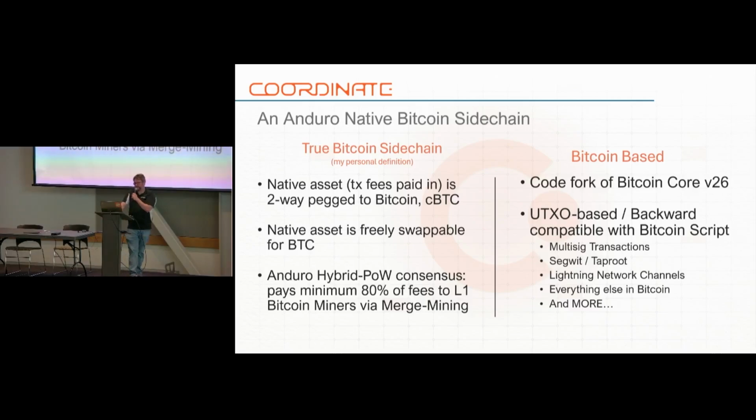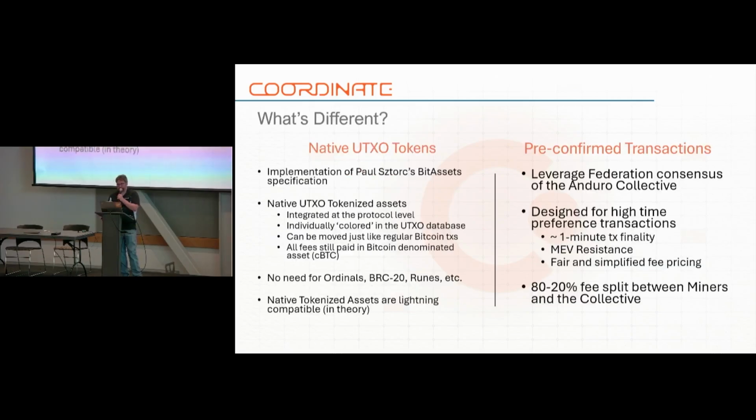So it's also Bitcoin-based. It is a code fork of Bitcoin v26. It's UTXO compatible, backward compatible with everything that Bitcoin does currently, less the package management stuff that's been recently introduced. It allows for the same stuff you know from script, multi-sig transactions, SegWit, Taproot, Lightning channels, and pretty much anything you could use Bitcoin for, because in effect, the code base is Bitcoin.